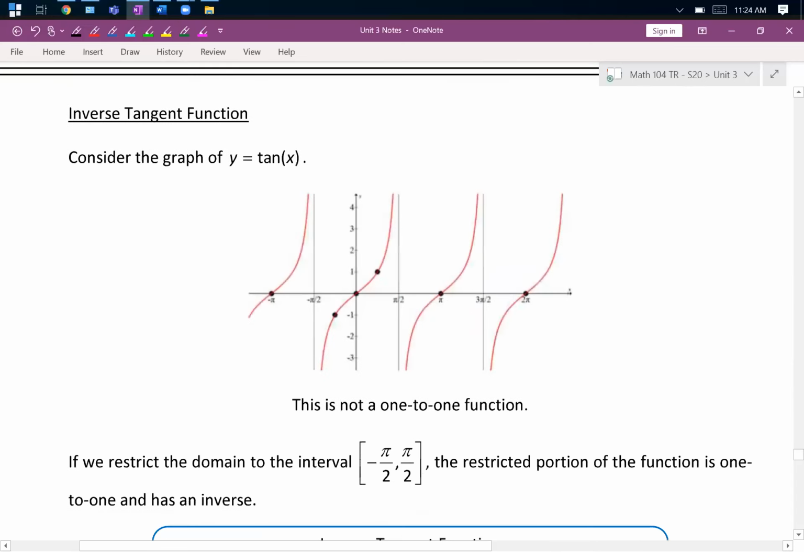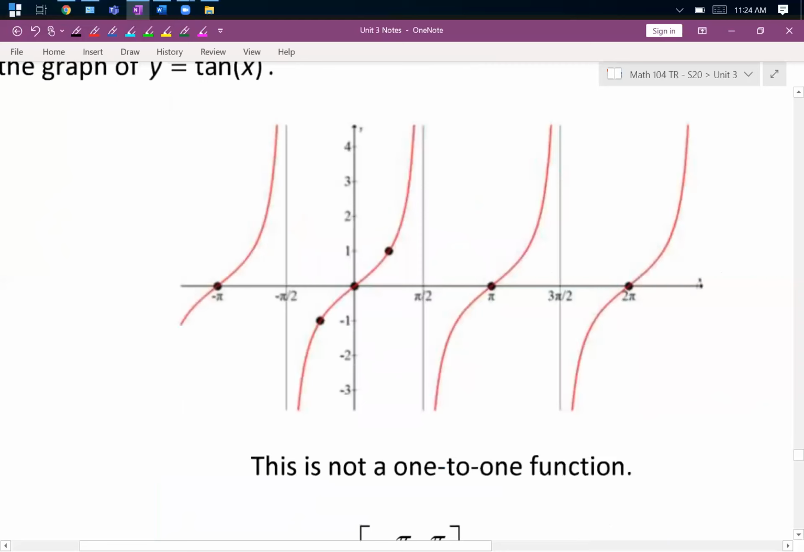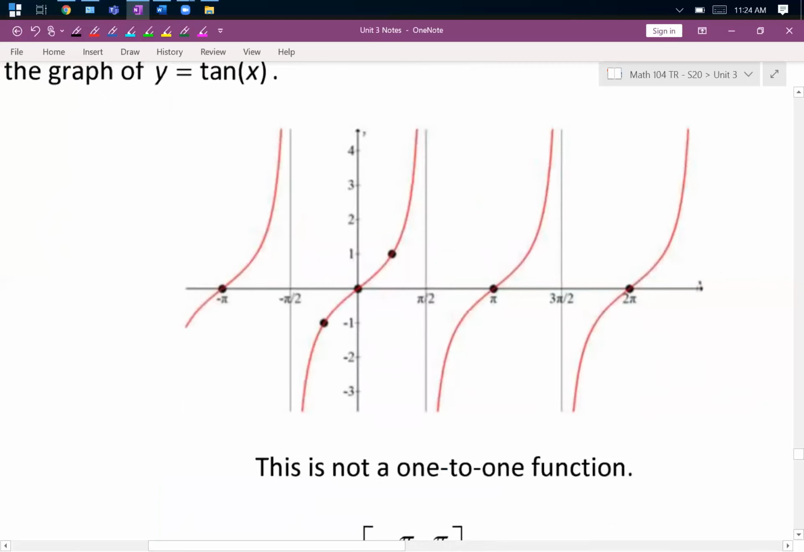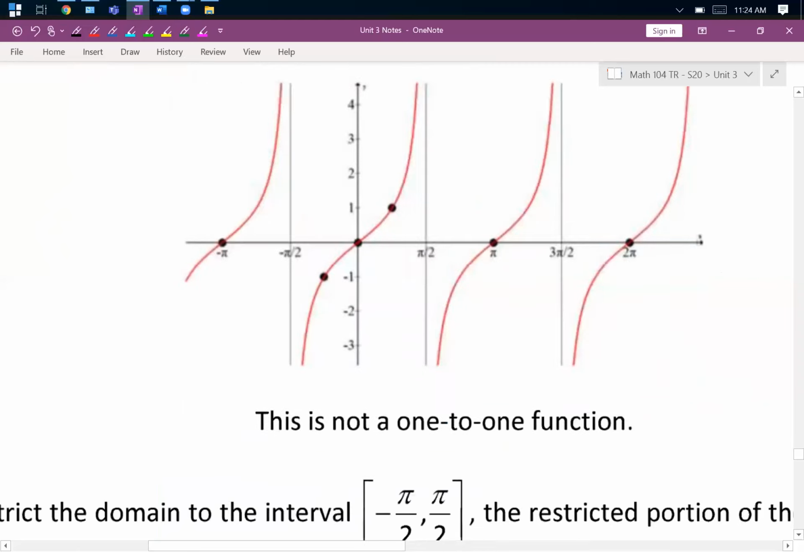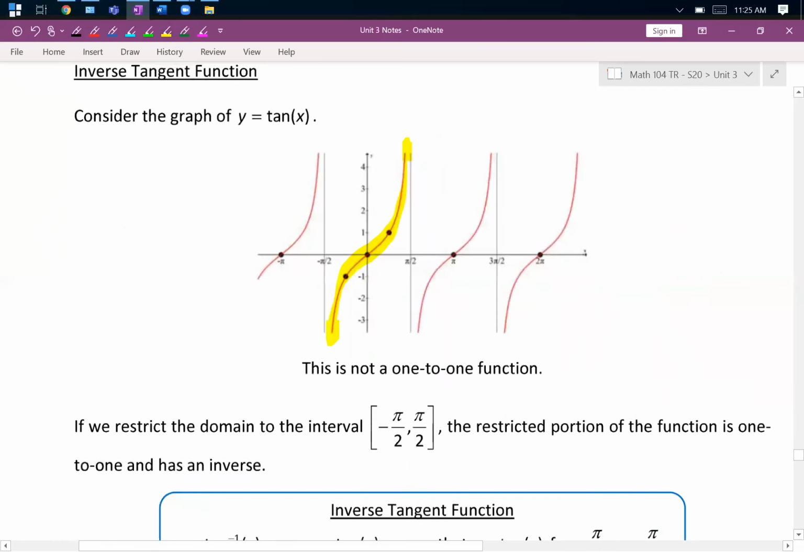All right, let's take a look at tangent. Definitely not a one-to-one function because we have this shape that just repeats over and over again. But if we took a single period of tangent, we would have something that's one-to-one. So that's exactly what we're going to do. We're going to restrict the domain from negative pi over 2 to pi over 2 so that we get this one period of tangent, and it's one-to-one, and we'll use that for our inverse tangent.